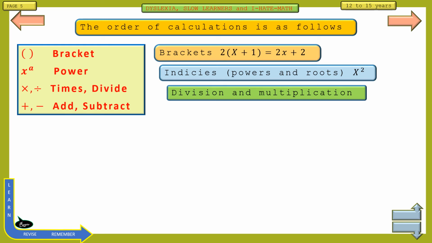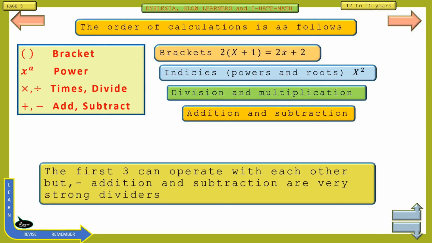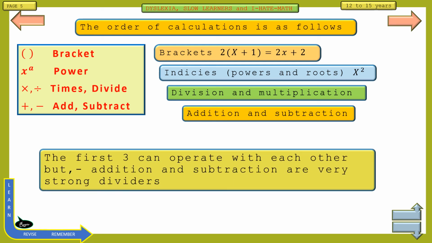Afterwards we have division and multiplication, and we can do them in any order because they are commutative. Lastly, we can add and subtract like terms. That is, we can add together 4x squared and 3x squared to make 7x squared. But we can't add together 2x cubed plus x. The first 3 can operate together, but addition and subtraction are very strong dividers.